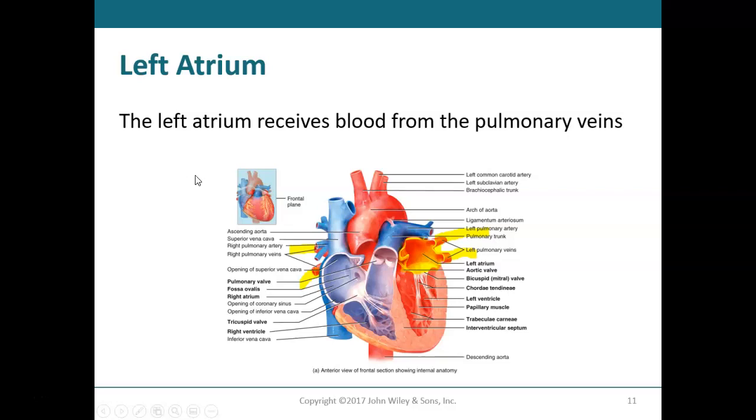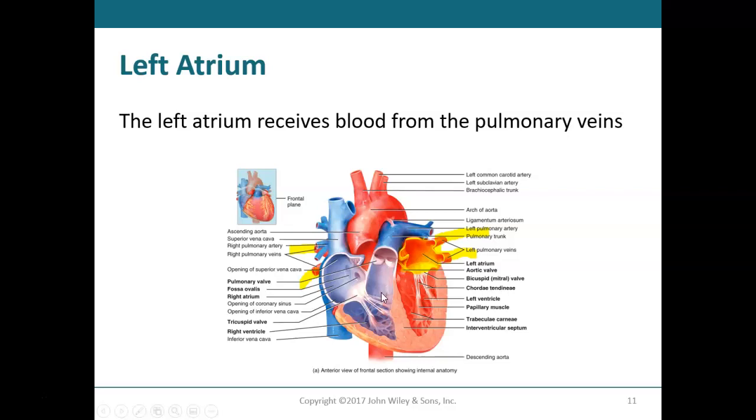Now that oxygenated blood comes back through your left and right pulmonary veins. Notice these are red even though they're veins. You may have been taught in school that arteries are red and veins are blue. Well, that's not correct when you're talking about the pulmonary arteries and veins, because red and blue simply illustrates whether or not the blood is oxygenated.